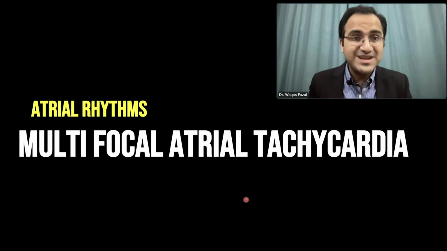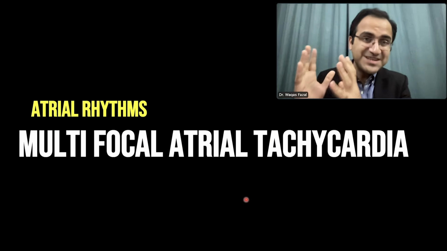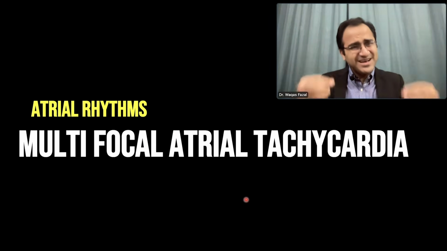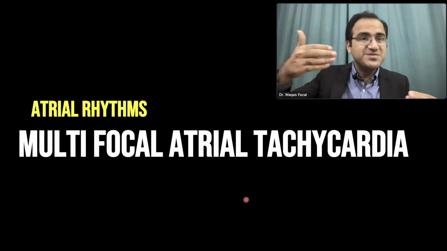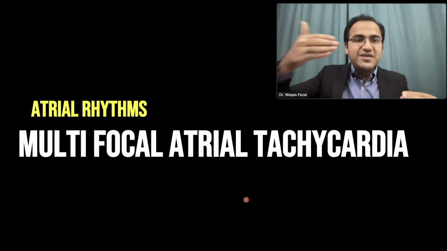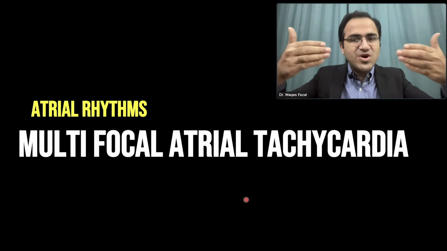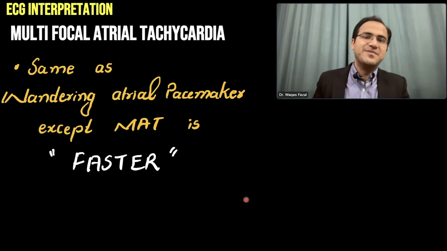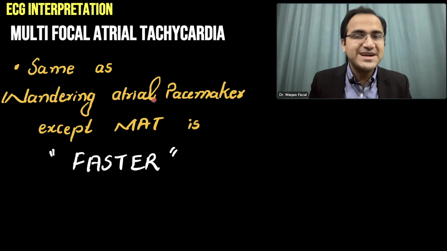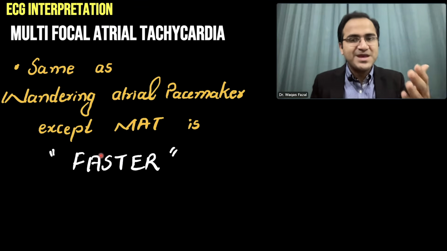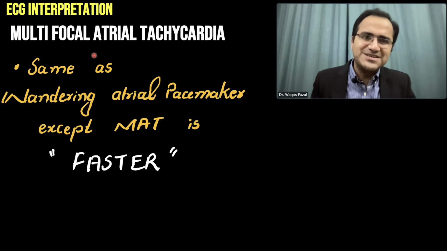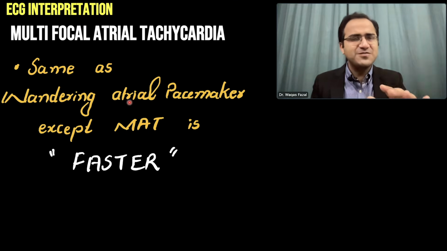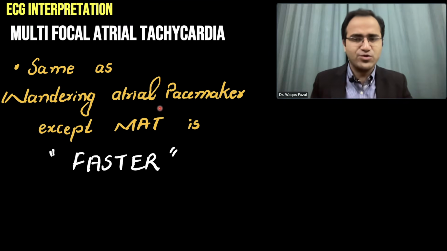Now coming to multifocal atrial tachycardia. When you understand the wandering atrial pacemakers, multifocal atrial tachycardia is exactly the same thing. The only difference is that wandering atrial pacemakers have a normal heart rate, and if the heart rate is tachycardic, that is called a multifocal atrial tachycardia. It is just the same as wandering atrial pacemaker, except that the multifocal atrial tachycardia is faster. A wandering atrial pacemaker with tachycardia is called a multifocal atrial tachycardia. Very simple. If you understand the wandering atrial pacemaker, it becomes even easier for you.